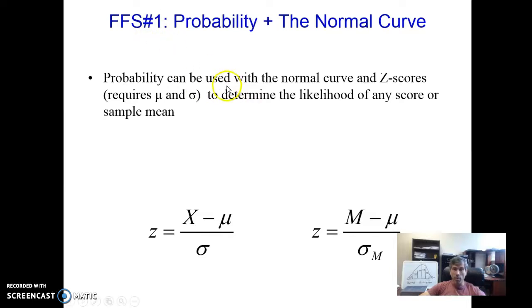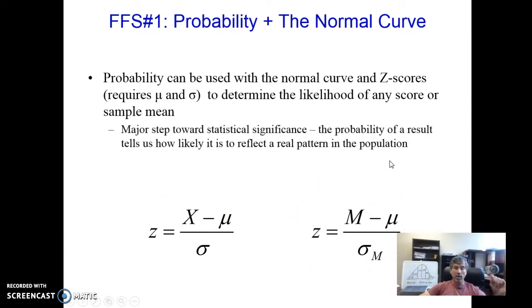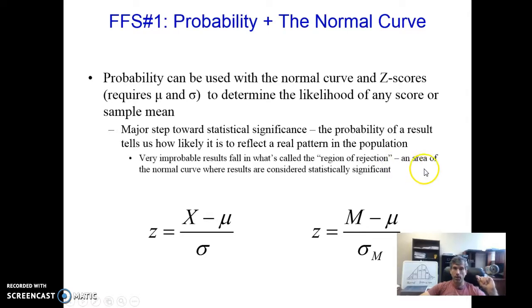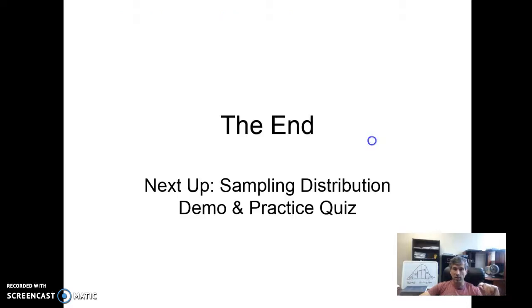We can use that probability. We can use those z-scores in the sampling distribution to find the likelihood of any score or sample mean. We do that by calculating z-scores. Here we see z-scores for individual scores. Instead, we use this formula that accounts for the sample mean. This is a big step towards that key stat of statistical significance. Again, the most improbable results are going to fall in a designated area that we're going to call the region of rejection. The size of that area is determined by probability. Results in that area are considered statistically significant.